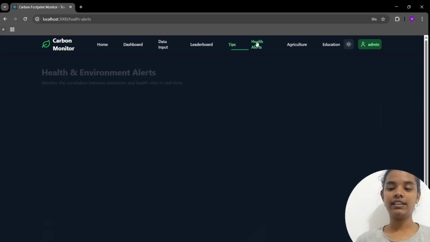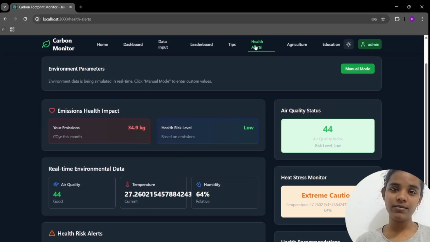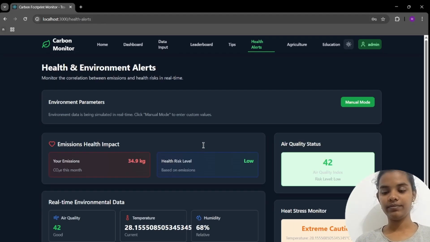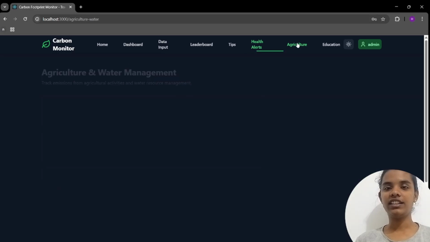Then we have health alerts. According to our emission, the data we provided to the website shows how much it is hurting your own health. For example, we can see our emission was 34.9 kg, where the risk is very low, and you can see the air quality is good. The current temperature is included so that the calculation of the health risk is easy, as it depends on the outside temperature and the emission we are producing. Then we have humidity.